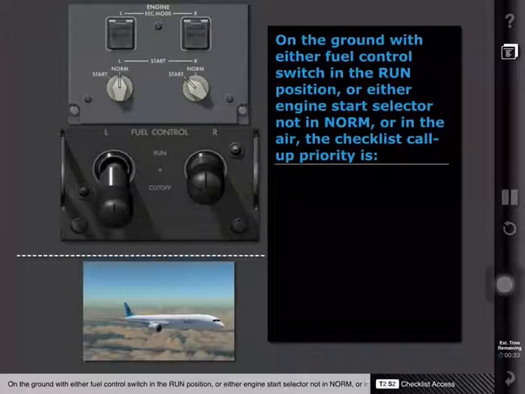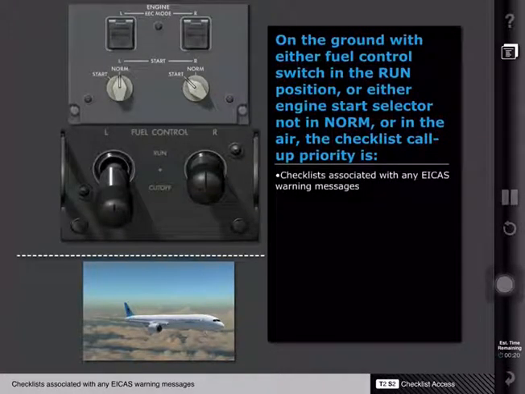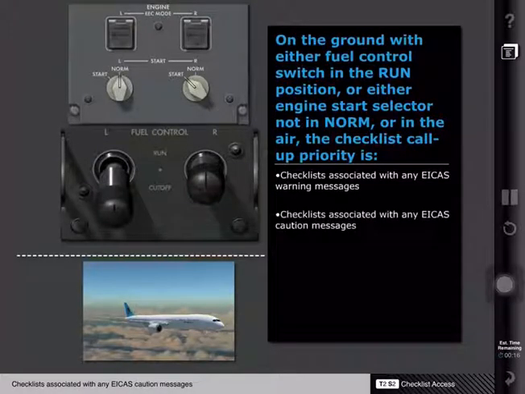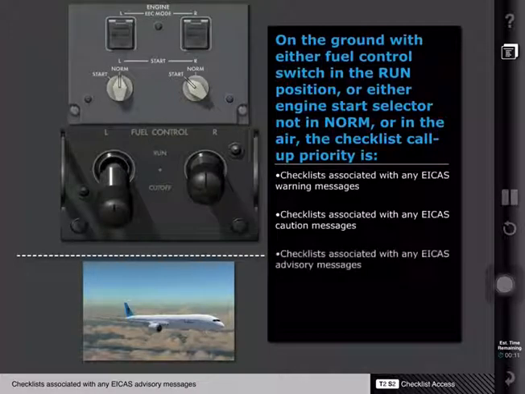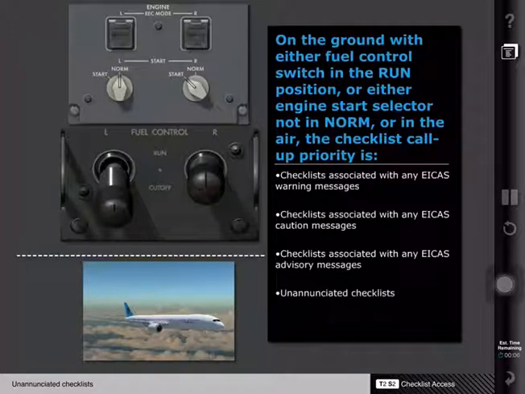On the ground, with either fuel control switch in the run position, or either engine start selector not in normal, or in the air, the checklist call-up priority is checklists associated with any ICAS warning messages, checklists associated with any ICAS caution messages, checklists associated with any ICAS advisory messages, unenunciated checklists, and normal checklists.